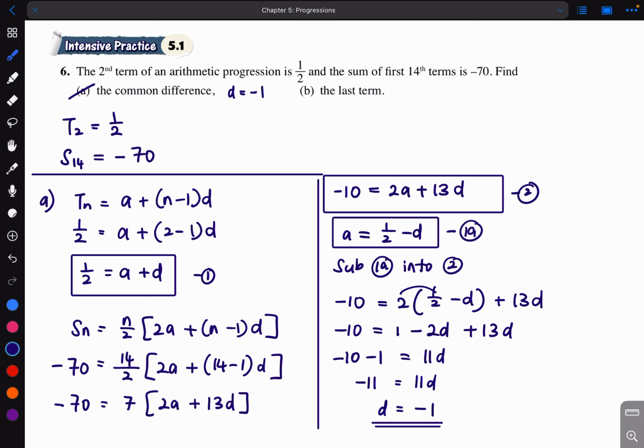Then we can actually go ahead and find a. Maybe we'll need it for the next question. So we can sub this into here to find a. So a is just 1 over 2 minus negative 1. So 1 over 2 plus 1. This will give us 3 over 2.